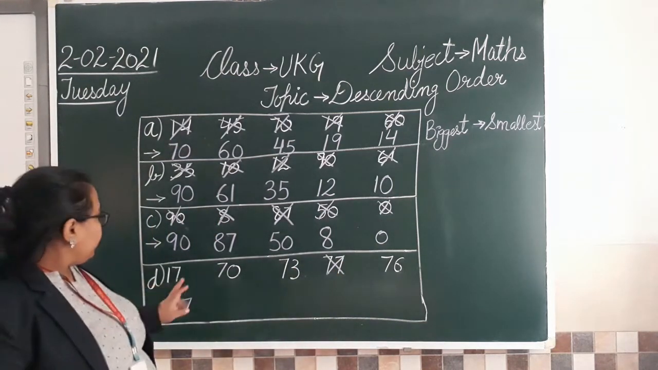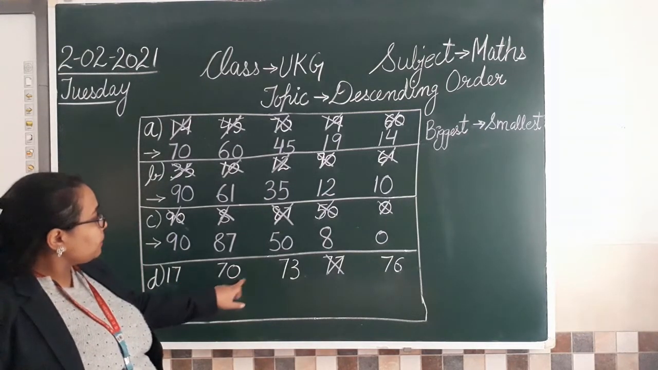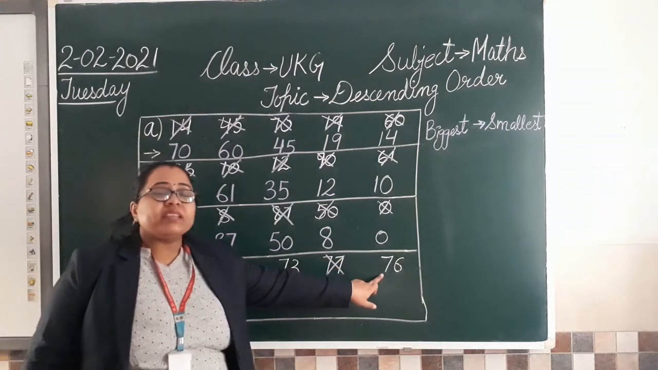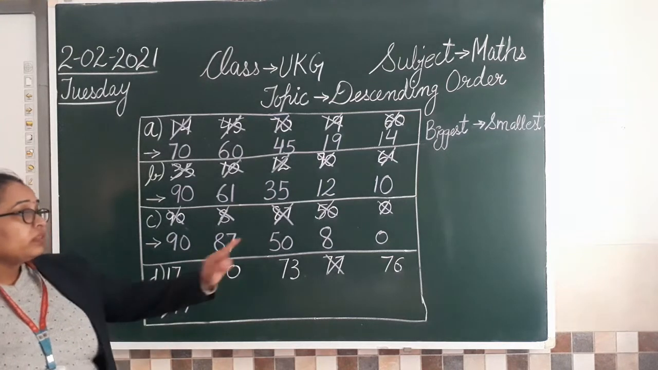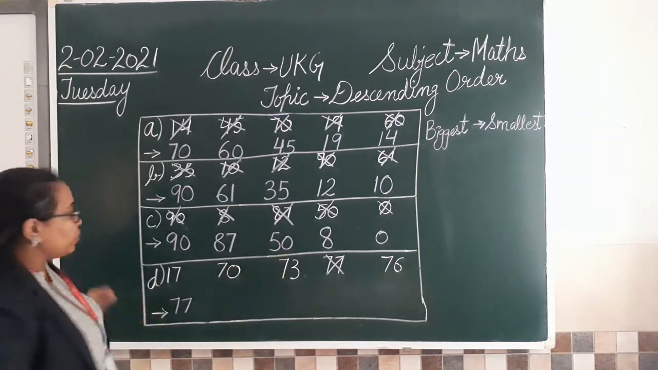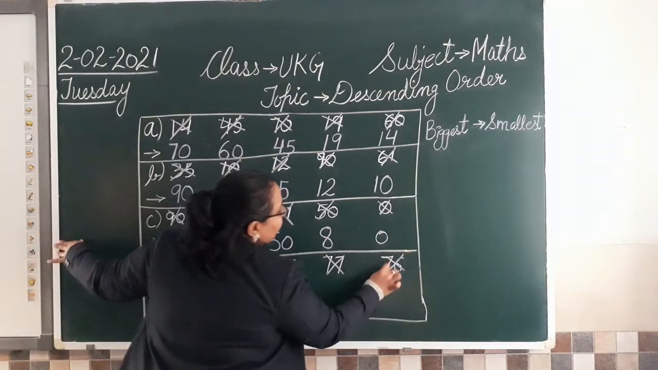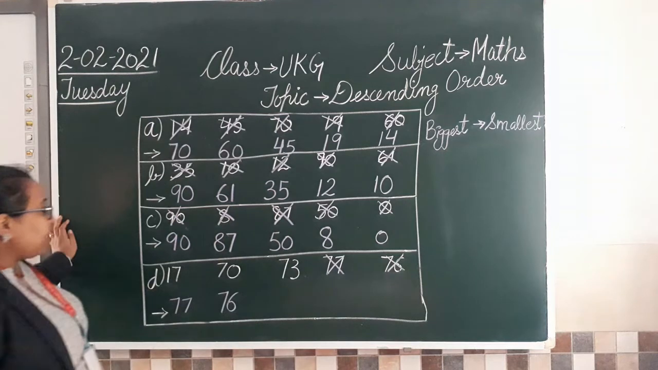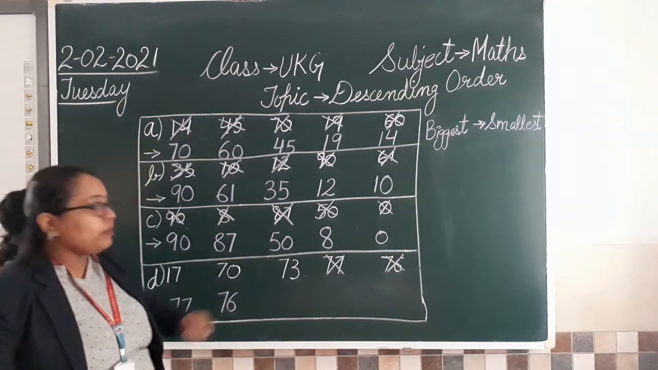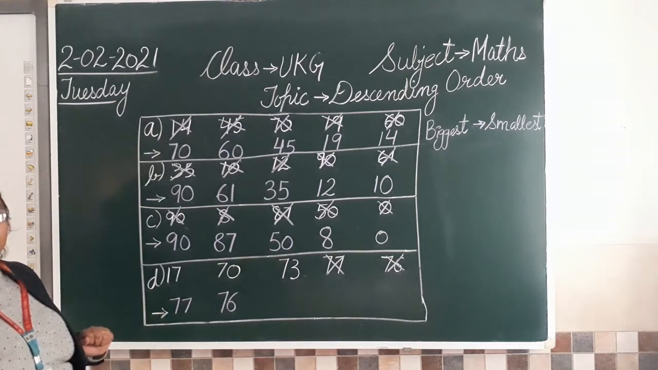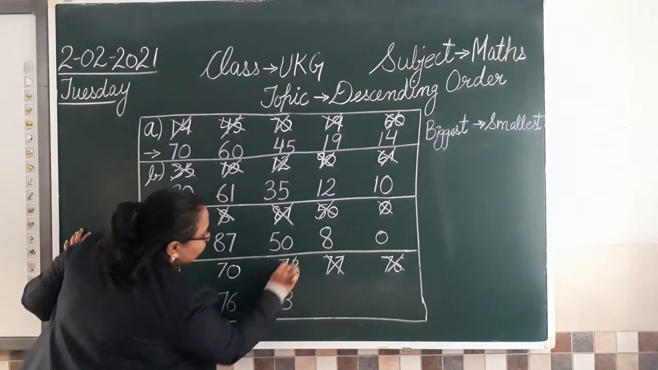Now we have, again let's read them. 17, 70, 73 and 76. So can you tell me which is the biggest now? 76. Very good. So we'll write 76. आप देखेंगे we are doing backward counting, isn't it? Now tell me, just read these three numbers and tell me which is the biggest now. 73 is the biggest, so we'll write 73.